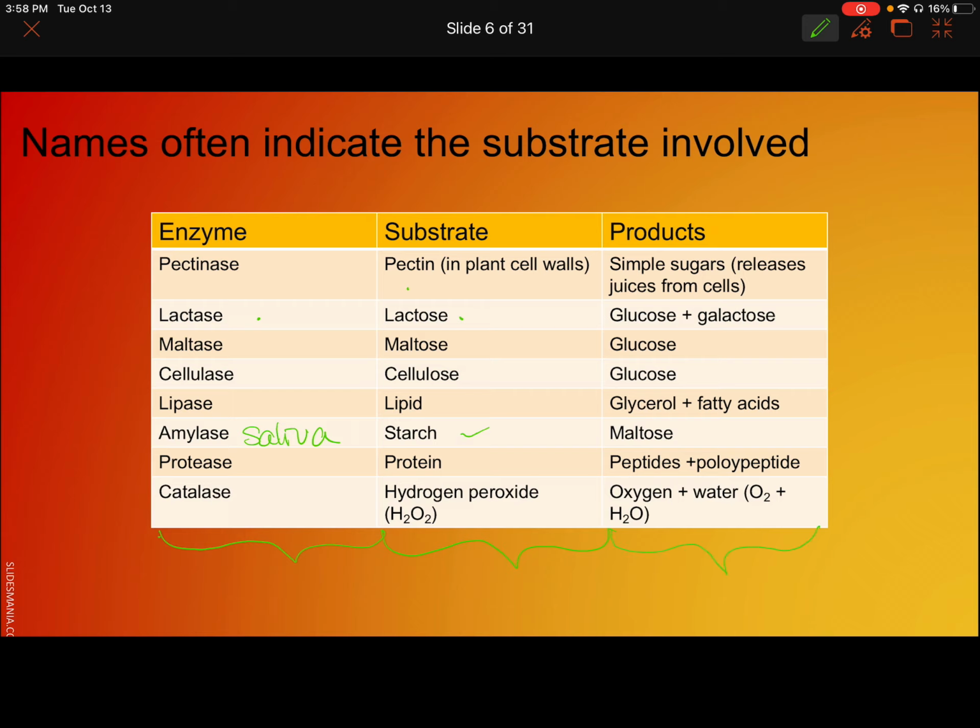So lots of times you can have different enzymes like maltase and cellulase. They both work on different substrates, and our product is the same in this case. It's glucose in both cases. They're breaking down polysaccharides or disaccharides into their individual glucose molecules.